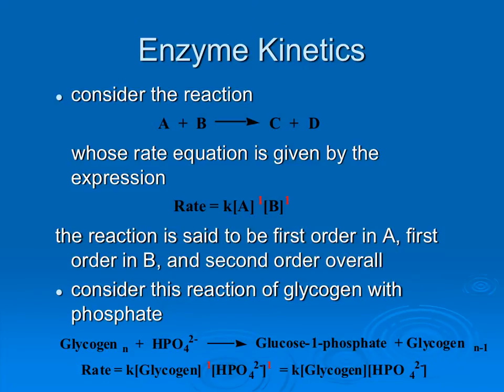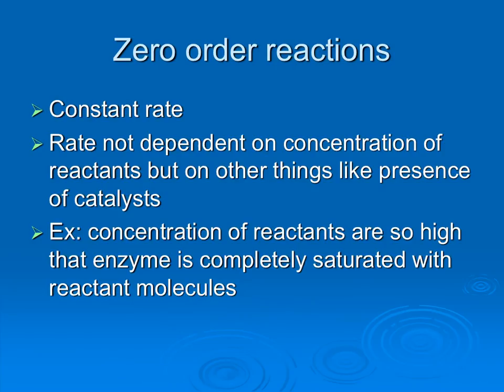All right. And so, yeah, this is a specific example. All right, so it is possible to have a zero order reaction. That means it's a constant rate. No matter how much substrate you keep adding, it will never go any faster. So it doesn't depend upon how much reactant that you have. And I'll talk about what this means right here in just a moment.